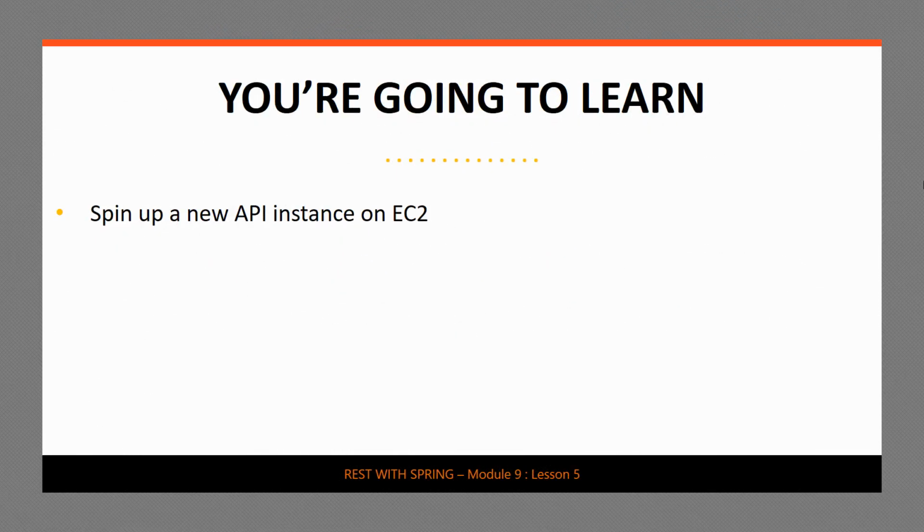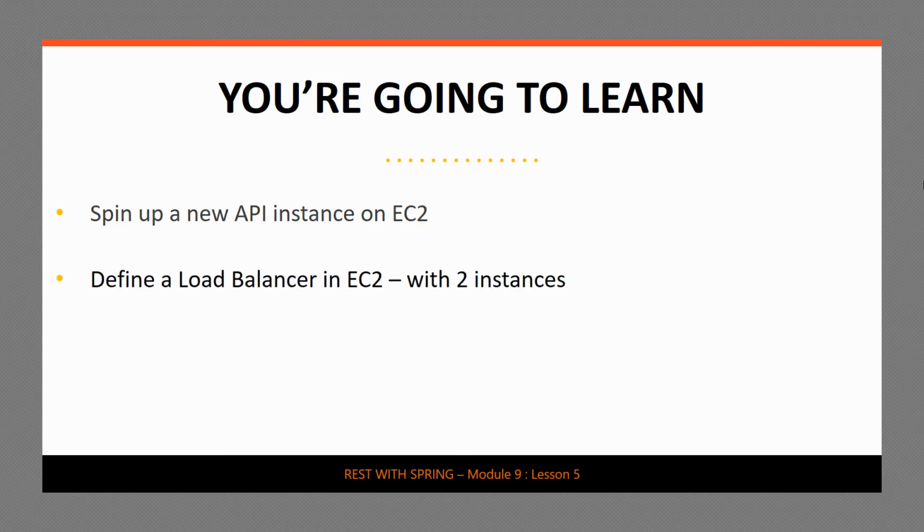We're going to start by spinning up a new API instance on EC2 from an existing AMI. We have an existing image that already has the API available, and we're going to basically go through the process of using that image and spinning up this new instance.